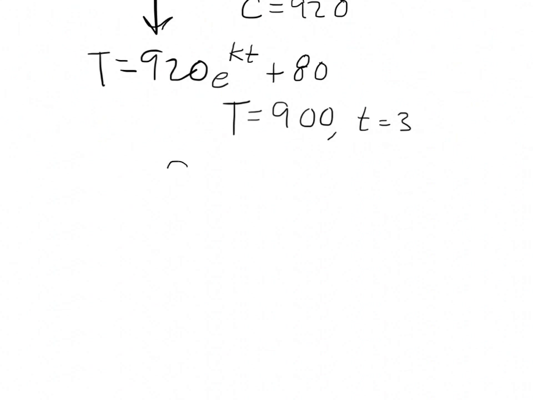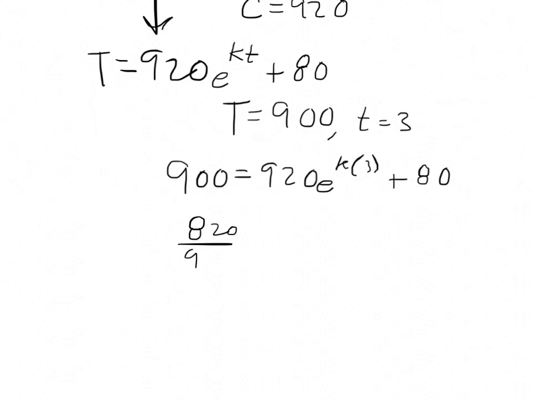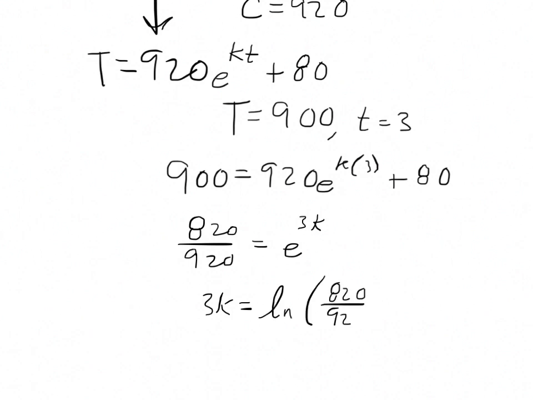I'll say, okay, 900 is equal to 920 e to the k times 3 plus 80. Right? Now I'm going to skip some steps here to save time. I'm going to subtract the 80 over, and then divide by 920. That'll give me 820 over 920 equals e to the 3k. Then to solve for k, I'm going to do that natural log business. So I'm going to get 3k is equal to the natural log of 820 over 920.